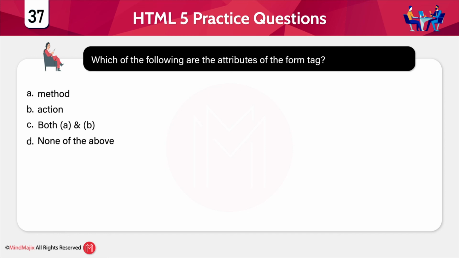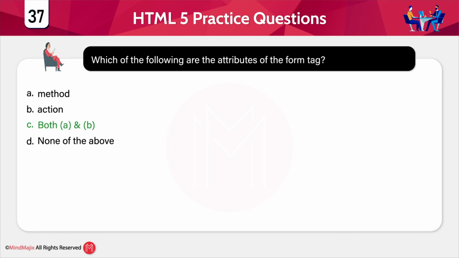Method is one of the attributes of the form tag, and action is another attribute of the form tag. Action attribute value is what? Generally a backend coding file name. Upon clicking the register button, which backend code should be invoked or executed? That backend code will be given as the action attribute value.